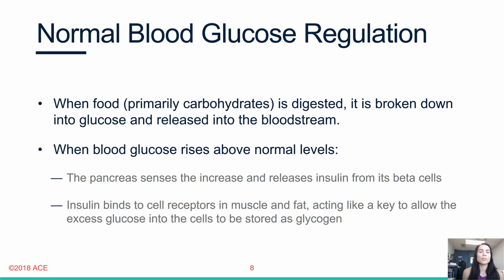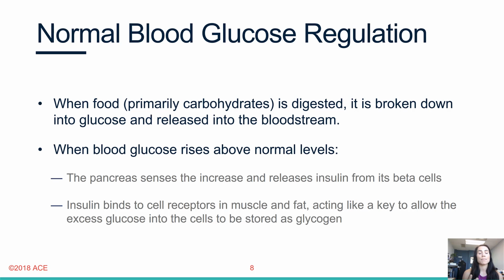So what happens with normal blood glucose regulation is that we eat foods, and let's think about primarily carbohydrates. Those are digested, and when they're digested, they're broken down into glucose and then released into the bloodstream. When blood glucose levels rise because we've eaten something, 2 things happen. One, the pancreas senses this, and as a result, it releases insulin from its beta cells. So we eat something that has carbohydrate in it, our pancreas says, oh, hey, you just ate some glucose, so we're going to release some insulin, and that's going to help us take that glucose and put it into the muscle and store it as glycogen, or put it into fat.